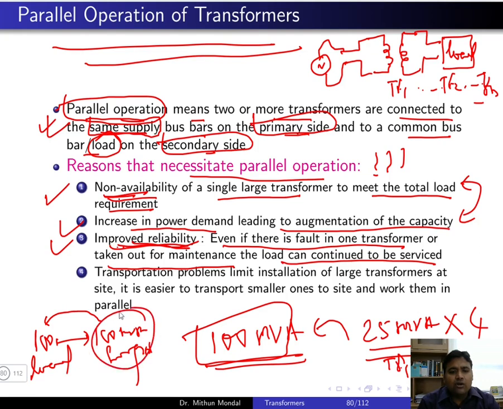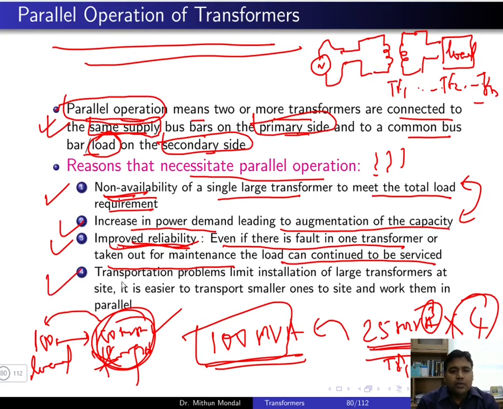If there is a fault in this transformer, what will happen? The entire power system will be shut down, or if this transformer has to be taken out for maintenance, then no transformer will be there to give the supply. However, if we have a condition where there are 4 transformers of 25 MVA, and there is a fault or maintenance for one transformer, the remaining 3 transformers will be in operation. So continued supply will be there even when we take one transformer into maintenance.